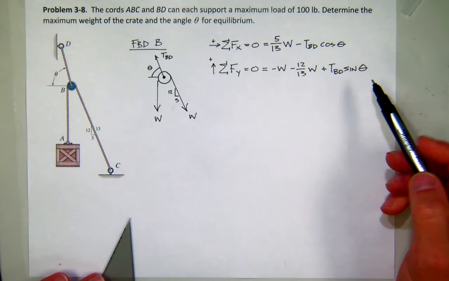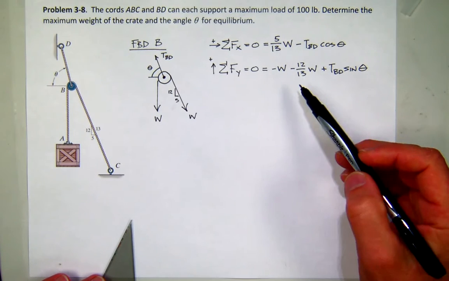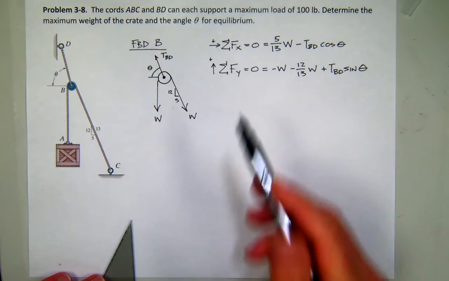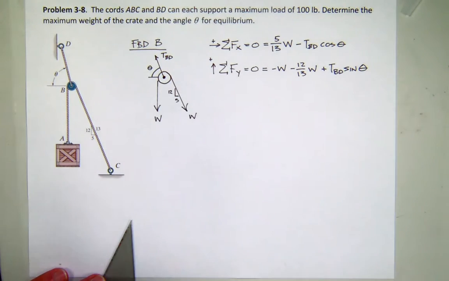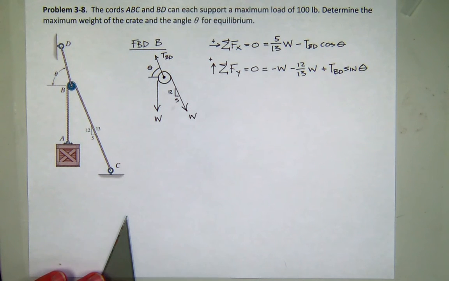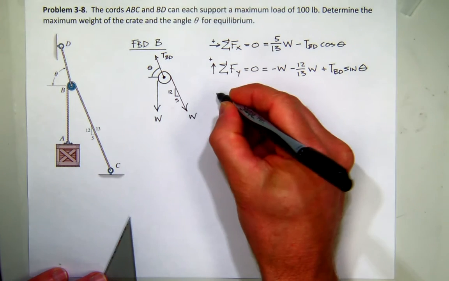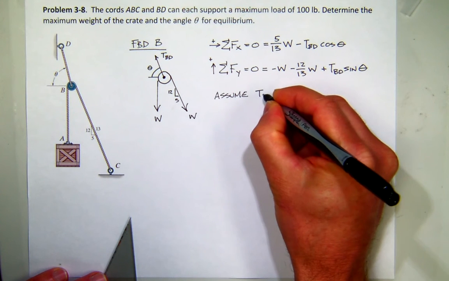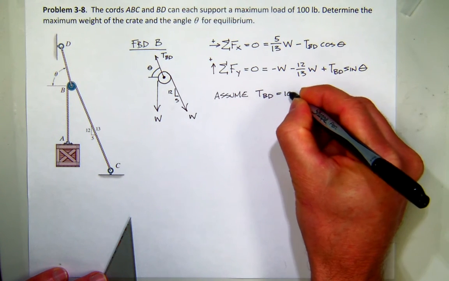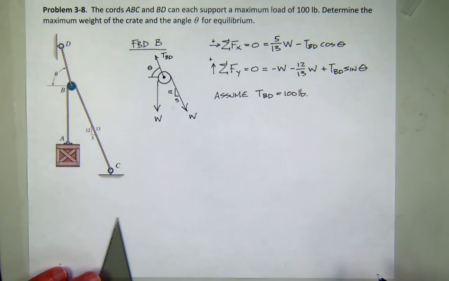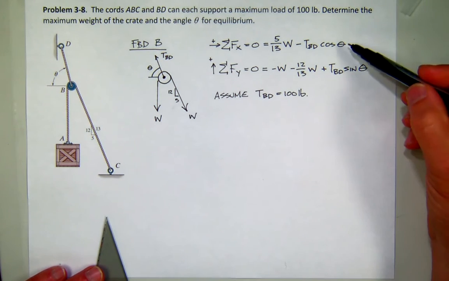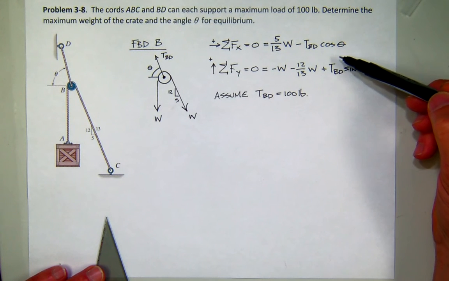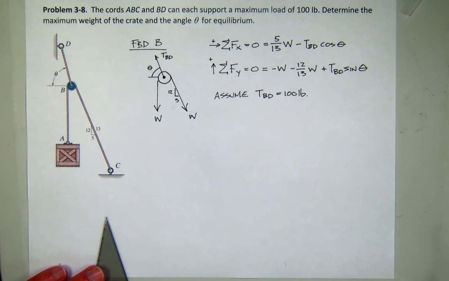Now it looks like at first glance I have two equations and three unknowns: the weight, the tension, and the angle. However, I know that the cords can only go 100 pounds. So that means I know the tension. So let's assume right now that the tension T_BD is equal to 100 pounds. We can do that, right? We'll let it go to the max. Now with that, I have two equations and two unknowns. I should be able to solve for W, and I should be able to solve for theta. Now, what if W comes out to be greater than 100?